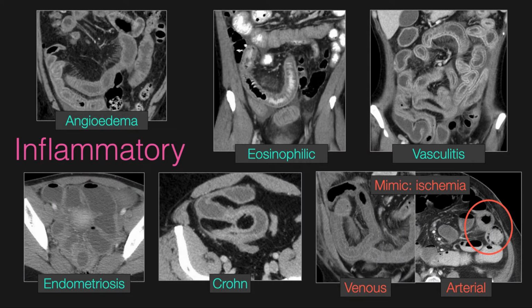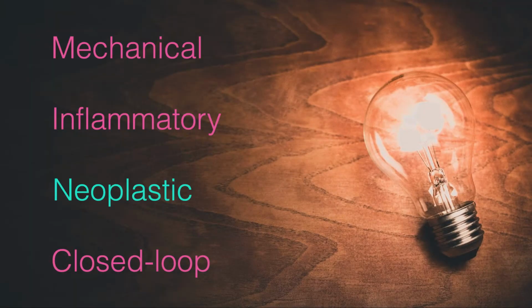And so that covers the scope of several inflammatory disorders that can cause obstruction or obstruction-like conditions, including angioedema, eosinophilic gastroenteritis, vasculitis, endometriosis, Crohn's disease, and the important mimics of venous and arterial ischemia. We're now ready to move on to some important neoplastic causes of small bowel obstruction.